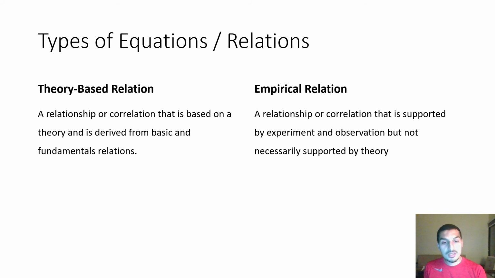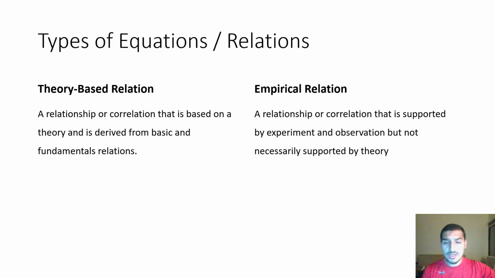And these empirical relations are relations that are produced based on the experimental results. So it's supported by experiment and observation, and not supported by theory. So they will spend a lot of time in the lab doing experiments, getting data, and then fitting the data and doing regressions and many things until they find a relation that fits with almost all or most of the experimental data that they produced from their experiments.